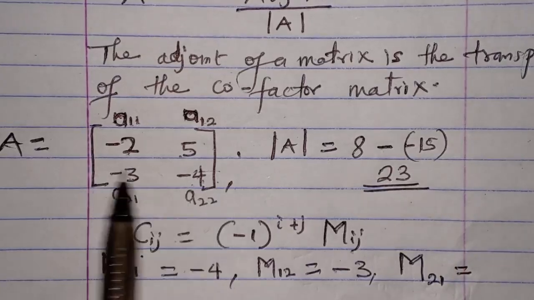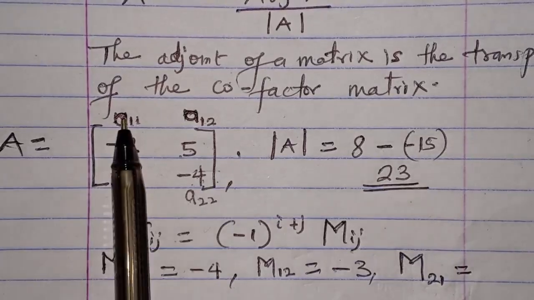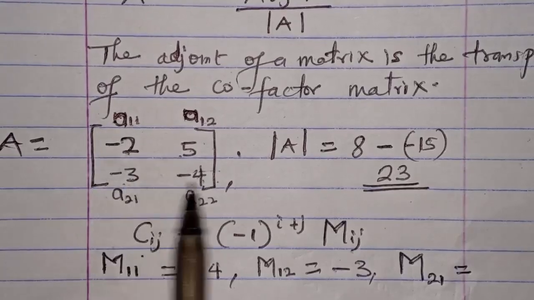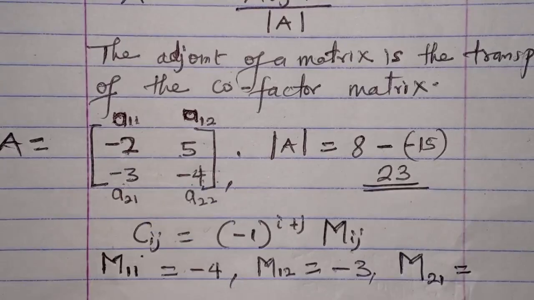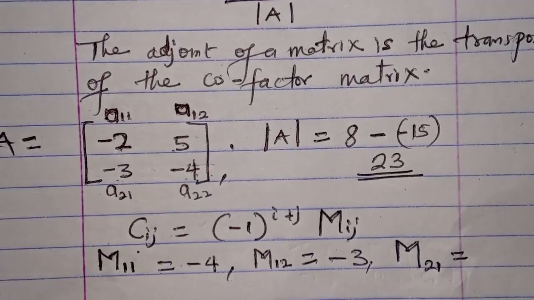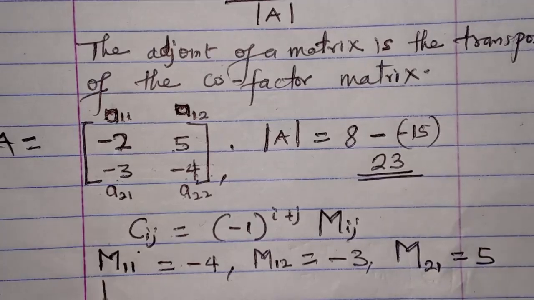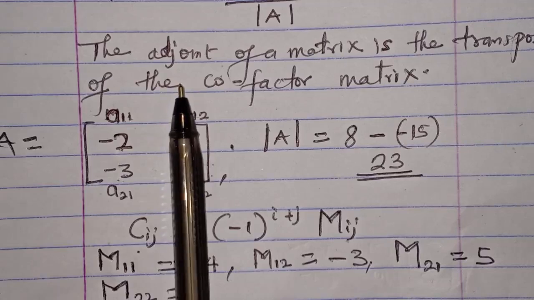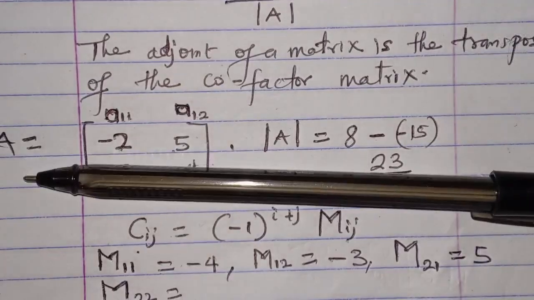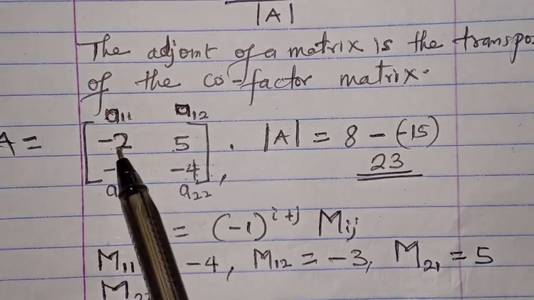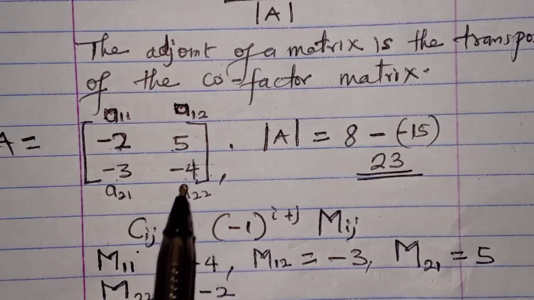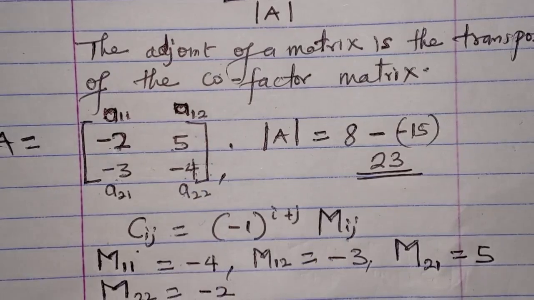To obtain the minor of minus 3, that's M21, close up this row and close up this column. What will be left? 5. So the minor of the element minus 3 is 5. And the minor of the last element minus 4, that's M22: if I close up this column and this row where minus 4 is found, we'll be having the element minus 2. So minus 2 is the minor of the element minus 4.